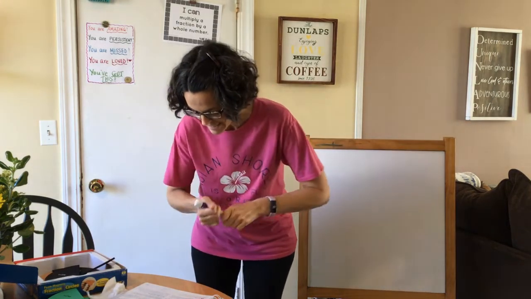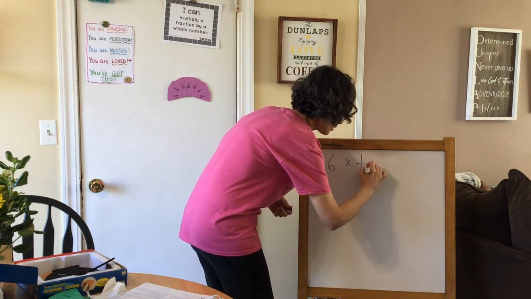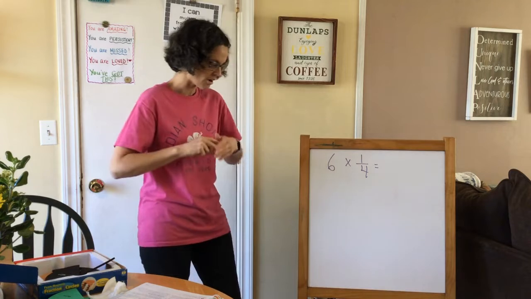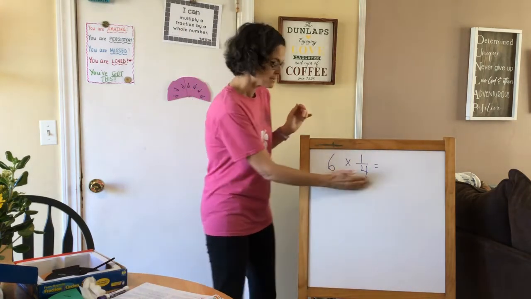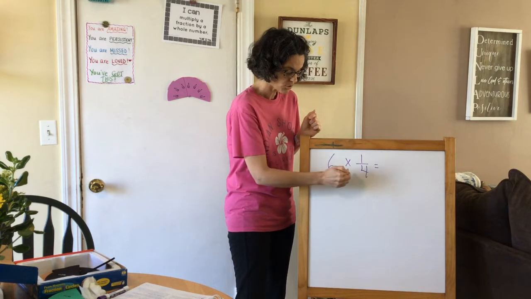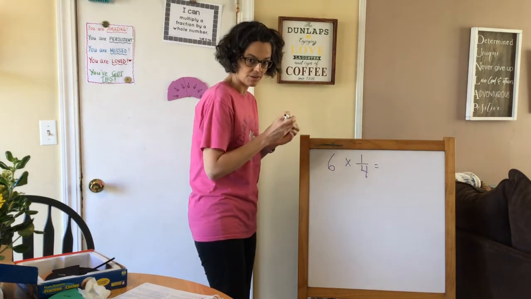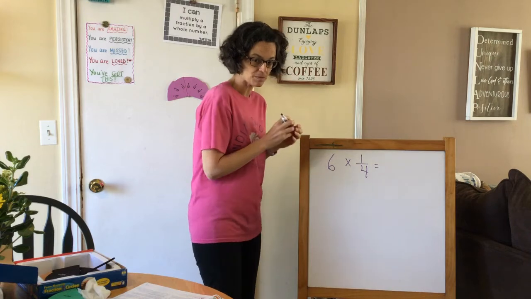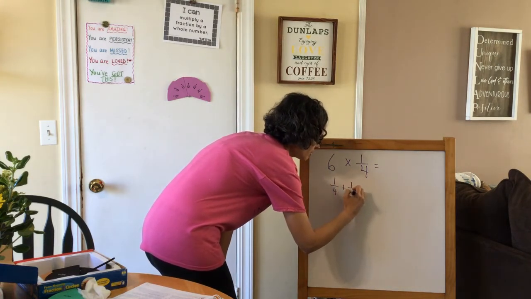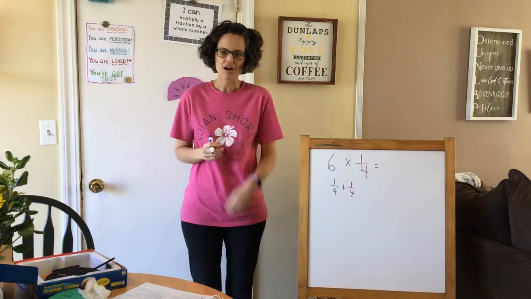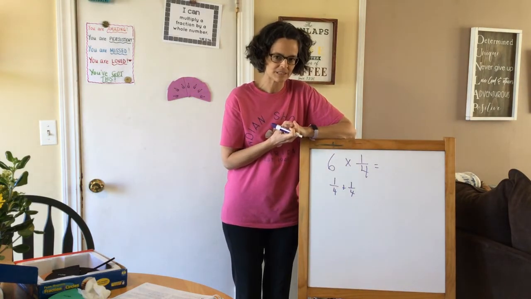All right, let's see here. Let's do 6 times 1/4. All right, 6 times 1/4. So this means what? 6 groups of 1/4. So I want you to see if you can figure it out. Okay? I'll get you started. We're going to use repeated addition. 1/4 plus 1/4. All right, you do the rest. Go ahead and pause me on your scrap paper, see if you can figure this out, and then come back to see. Ready? Go.